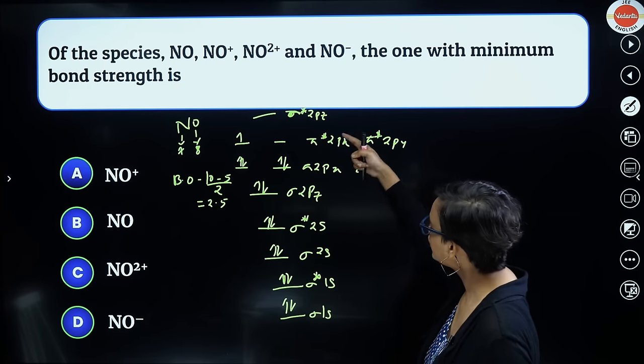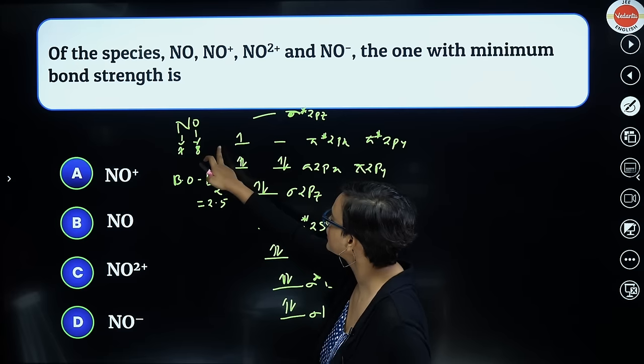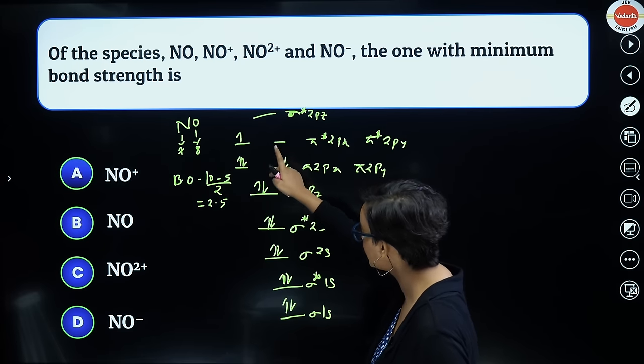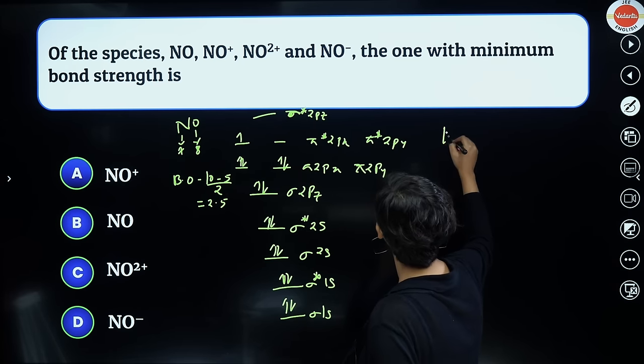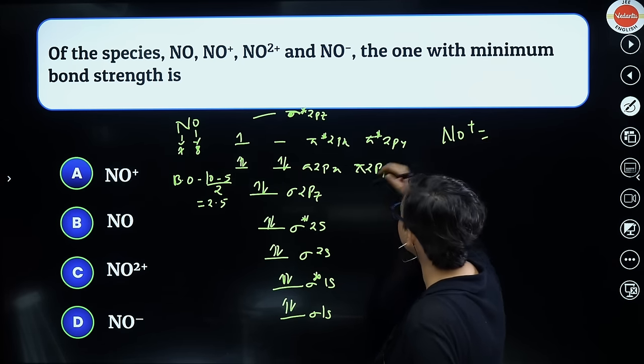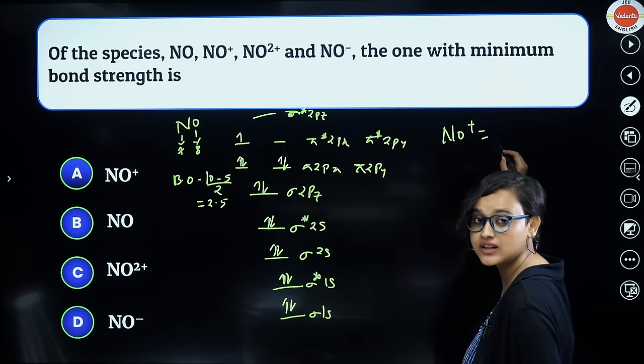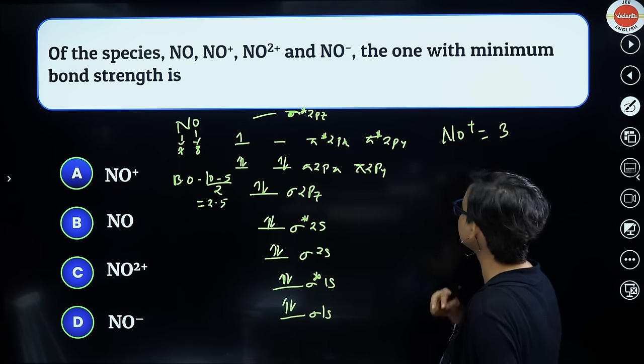If it is NO plus, that means 1 electron is gone. If 1 electron is gone, that means 14 electrons. So for NO plus, the bond order for 14 electrons is 3, right?